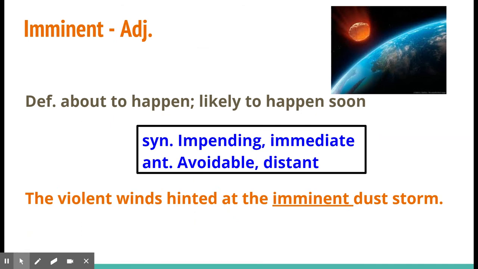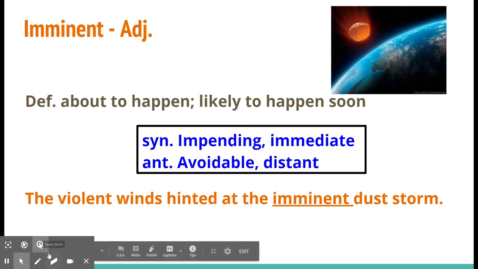The last word is imminent. Imminent is an adjective. Adjectives describe nouns and pronouns. The definition means about to happen, likely to happen. Synonyms: impending, immediate. Antonyms: avoidable, distant. The violent winds hinted at the imminent dust storm. So if something is about to happen, you can say that it is imminent, right? We know that it's impending or about to happen. Imminent.